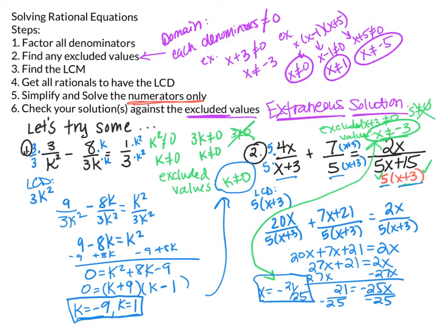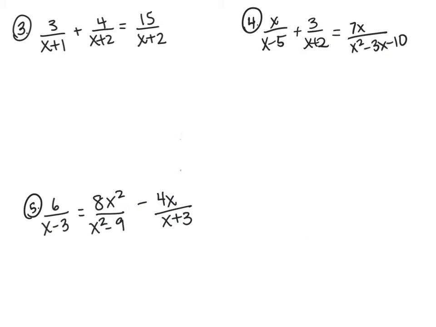Okay, all right, so let's look at a few more examples here. Looking at this first one, number 3, we are going to first see if we can factor. There's nothing to factor, so I'm going to move right into my excluded values. I'm going to take that x plus 1, say that it cannot be 0. I'm going to take that x plus 2, say that it cannot be 0. So my excluded values are x cannot be negative 1 and x cannot be negative 2. We're going to leave those until the end and make sure that we do not include those.